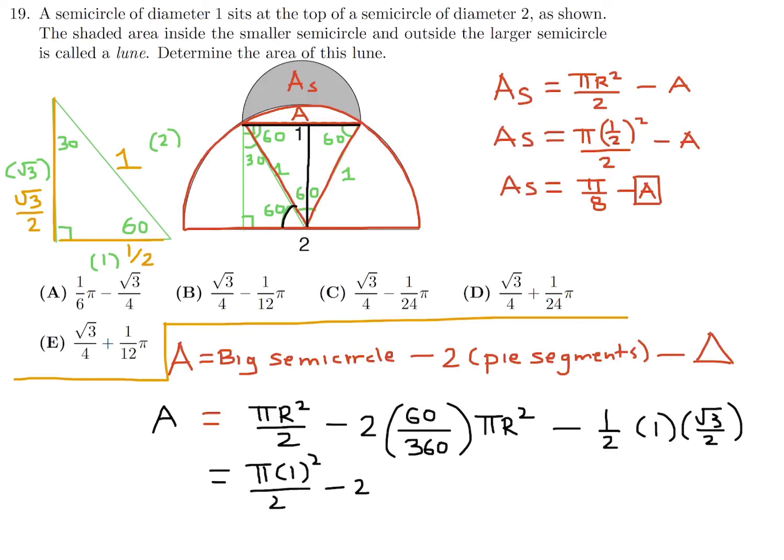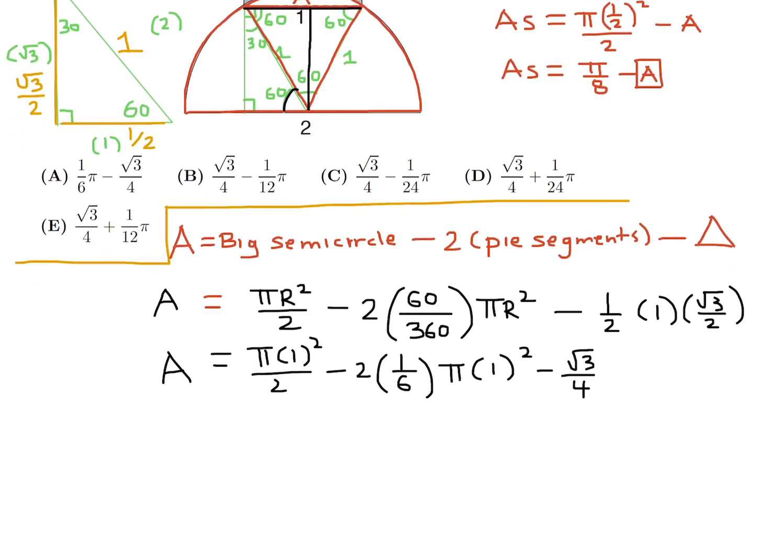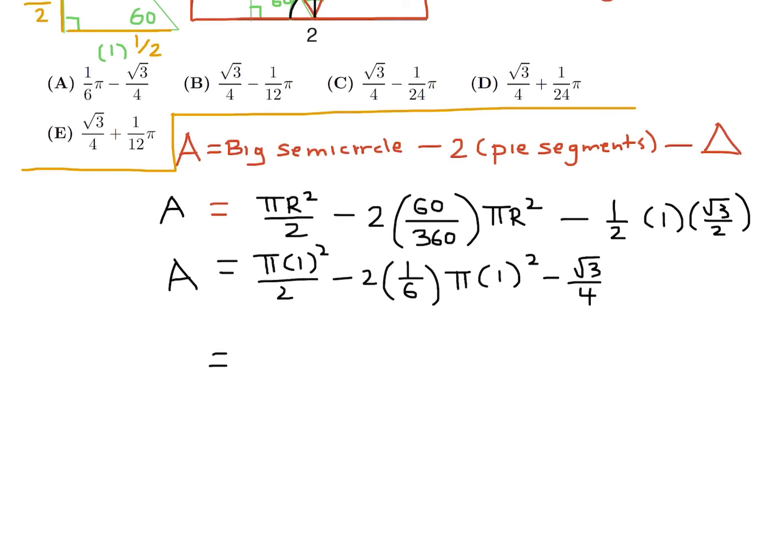And this 60/360 becomes 1/6. And just put 1 for the radius right there. √3/4. And there you go. You've got A. So let's simplify this a little bit. So this becomes pi over 2. This becomes pi over 3. And this is √3/4.